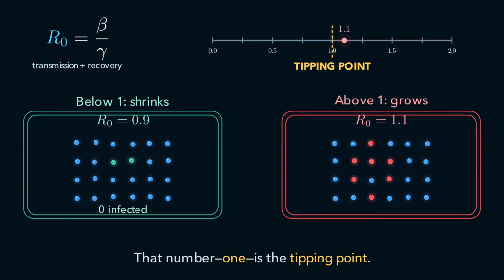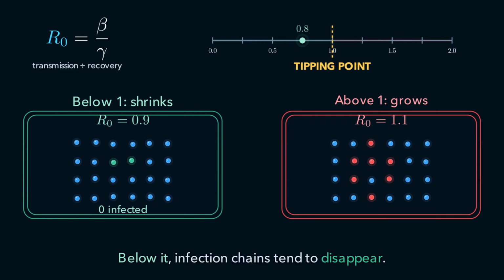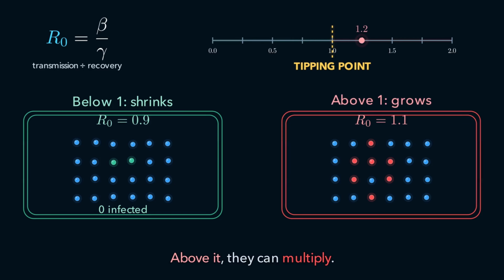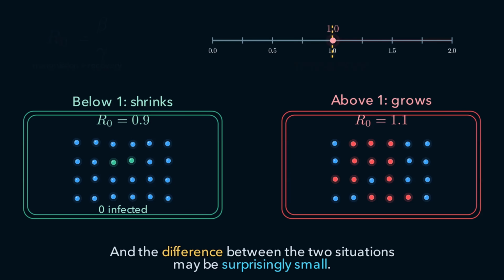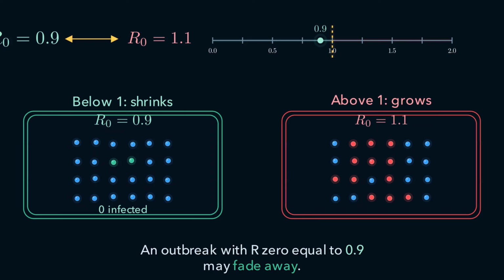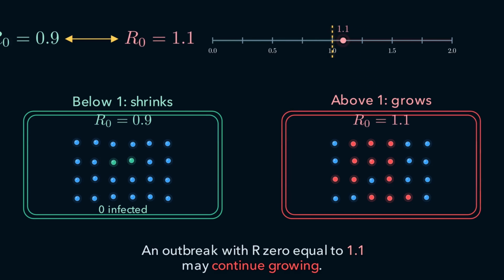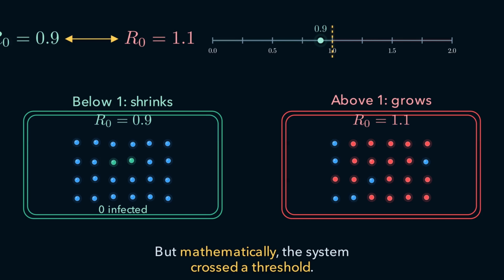That number, 1, is the tipping point. Below it, infection chains tend to disappear. Above it, they multiply. And the difference between the two situations may be surprisingly small. An outbreak with R0 equals 0.9 may fade away, while an outbreak with R0 equals 1.1 may continue growing. The disease barely changed, but mathematically, the system crossed the threshold.